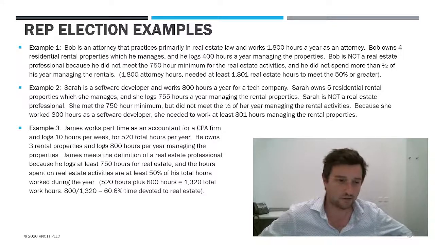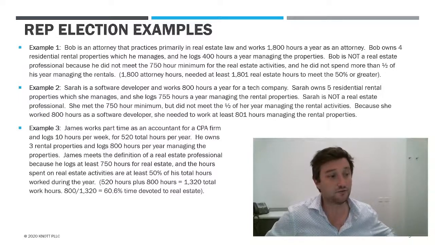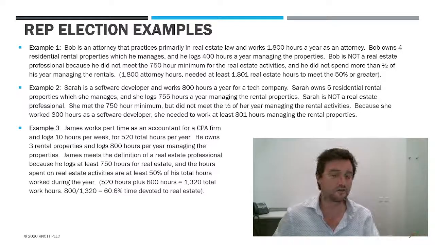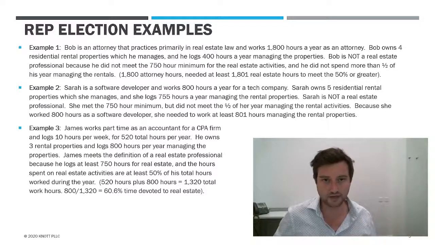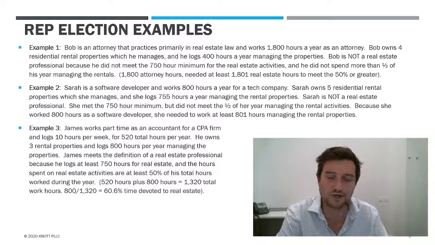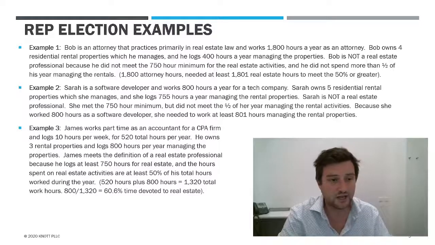So that's the takeaway. Be very careful when you make this election, but if you do qualify, it's incredibly valuable, right? Being able to offset losses or offset other active types of income with real property trade or business losses that would otherwise be passive activity. So yeah, that covers it.